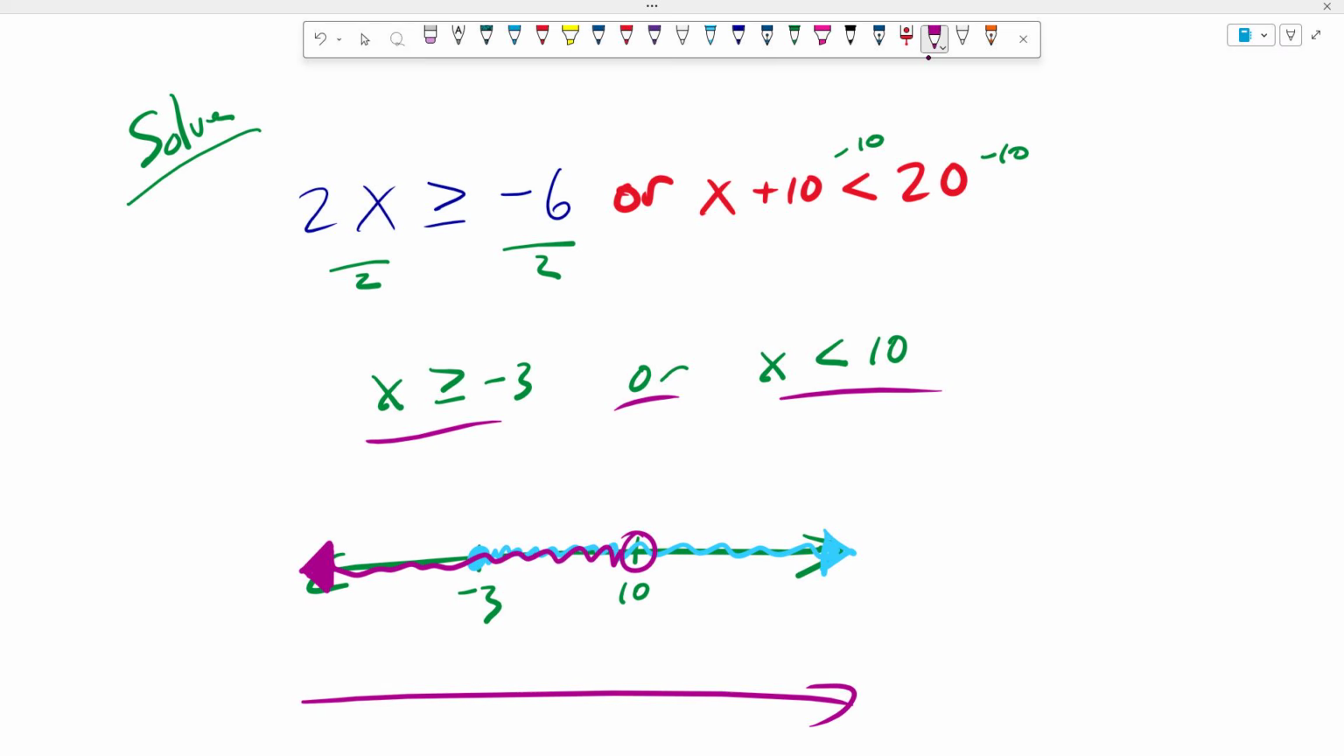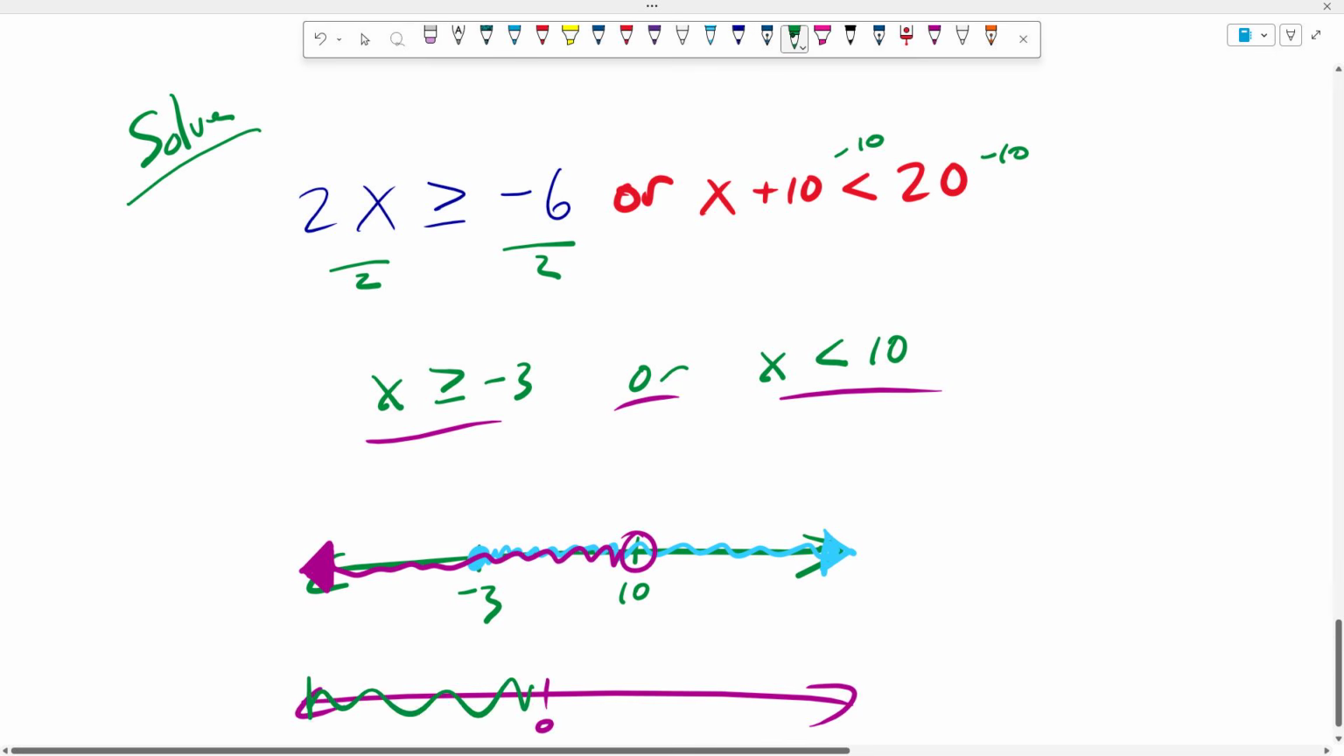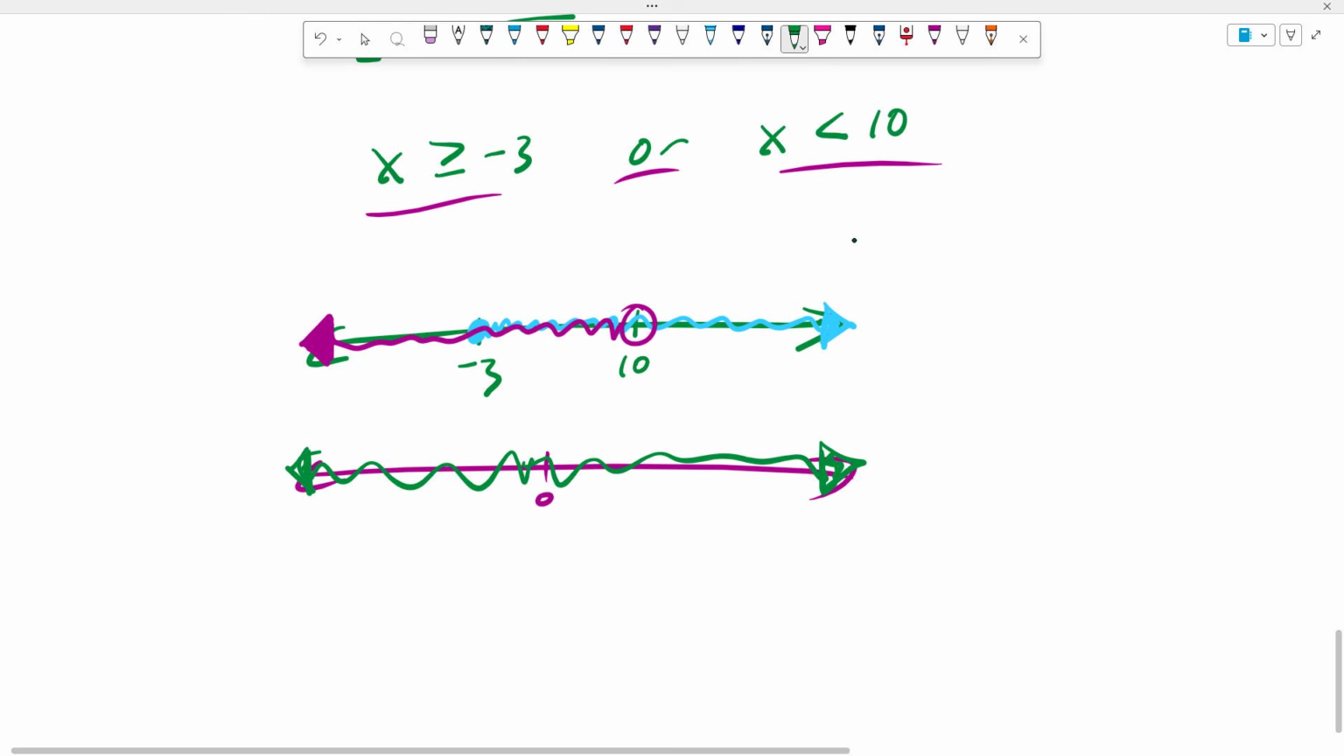So the solution set is all real numbers. This would be the graph of the solution set. In interval notation, negative infinity to positive infinity. So be real careful whether it's an OR or an AND. Just because it overlaps does not mean the solution set is where it overlaps.